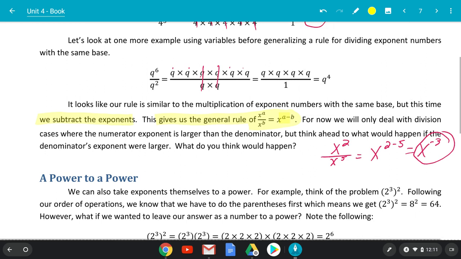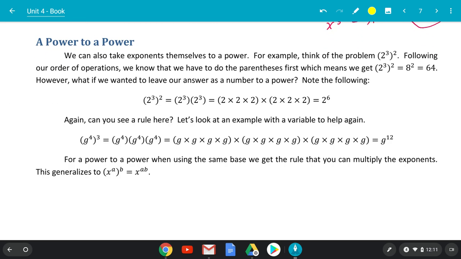A power to a power. We can also take exponents themselves to a power. For example, think of the problem 2 cubed raised to the 2nd power. Following our order of operations, we know we have to take parentheses first, which means 2 cubed is 8, and then we square it. 8 squared is 64. However, if we want to leave the answer as a number to a power, look at the following. This squared means I have this twice, 2 cubed twice. And then 2 cubed times 2 cubed gets us 2 to the 6.